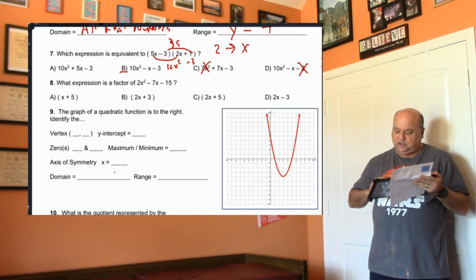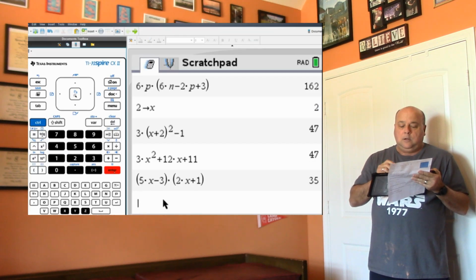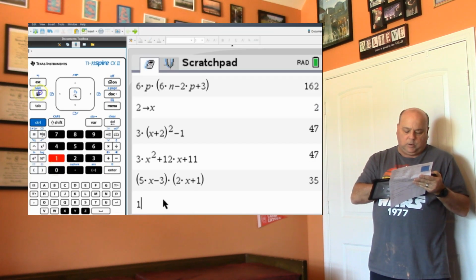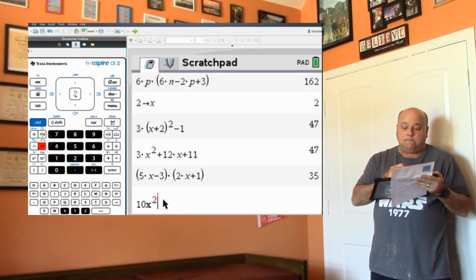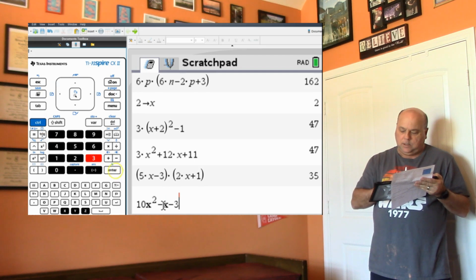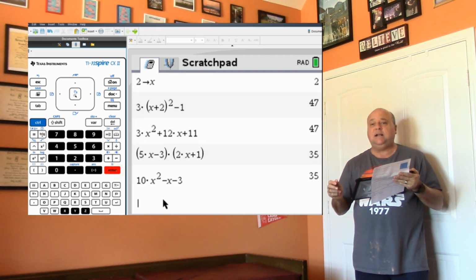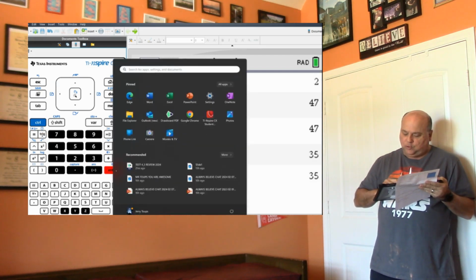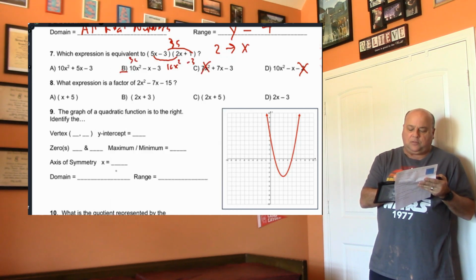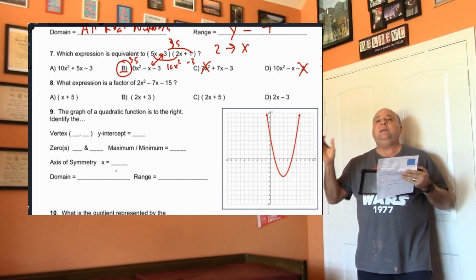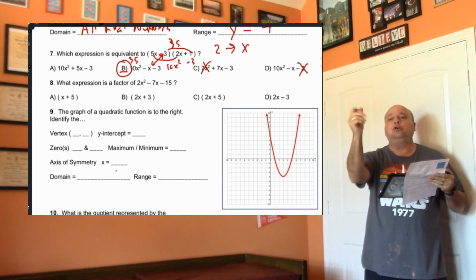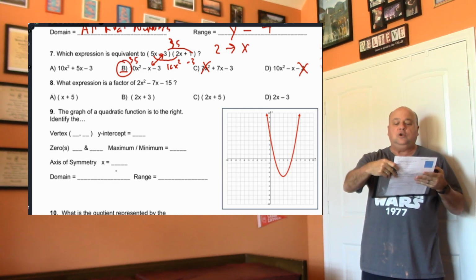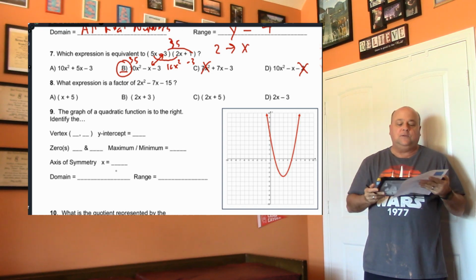So let's do 10x squared minus x, and then minus 3. Hit enter. Ding, ding, ding. It matches up to 35, doesn't it? So I'm going to go to my paper. I'm going to put 35 right here. These two match. This is the answer. Piece of cake. Make sure you know how to do store. If you can do store, you're going to do really good on this test.